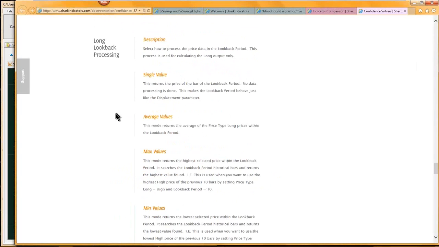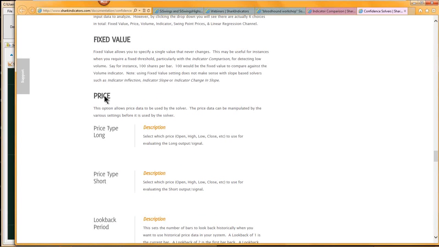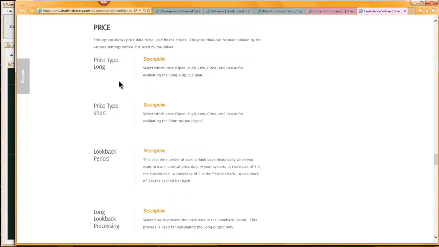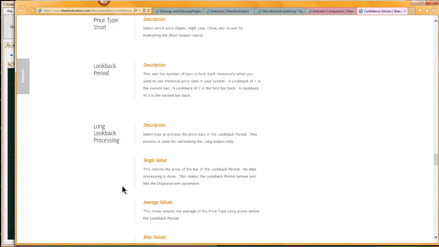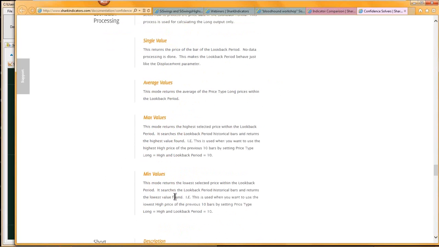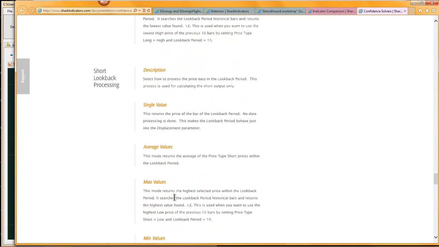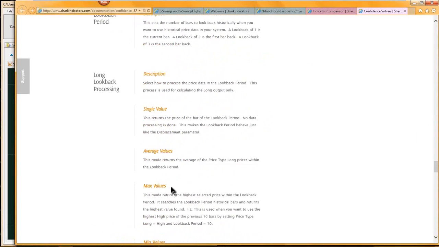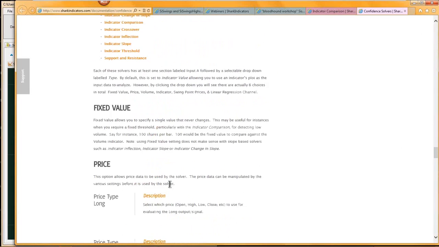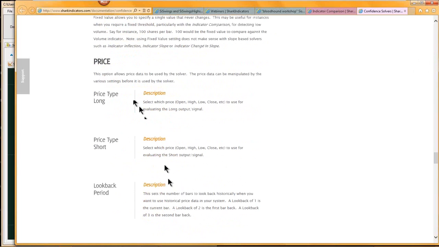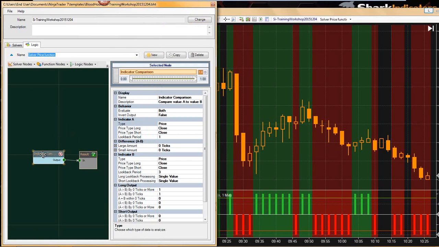So what I wanted to point out to you is price. If we go to price, you can see there's a big long section here on all the price settings, all these parameters, because there are quite a few parameters, so there's a lot of settings there. So this stuff is already up here. I'll just leave it right there. All right, so let's start going over this stuff here.